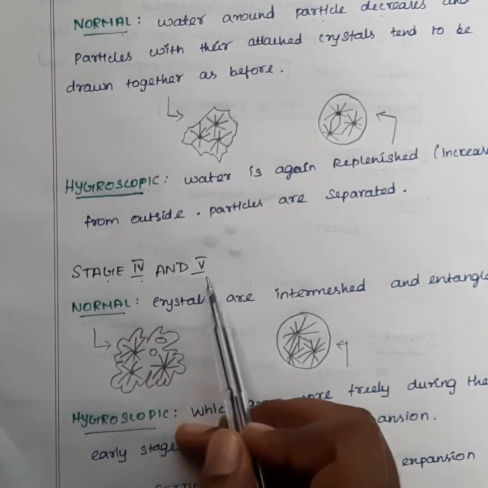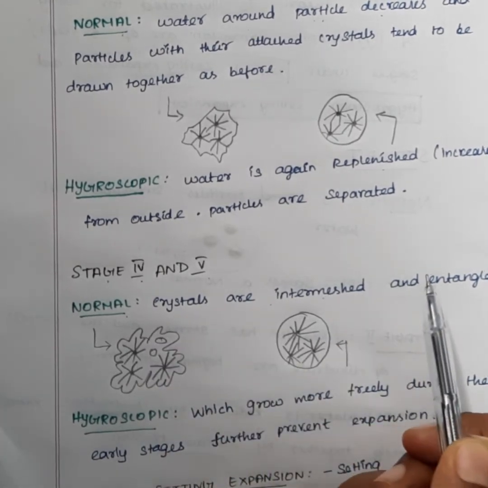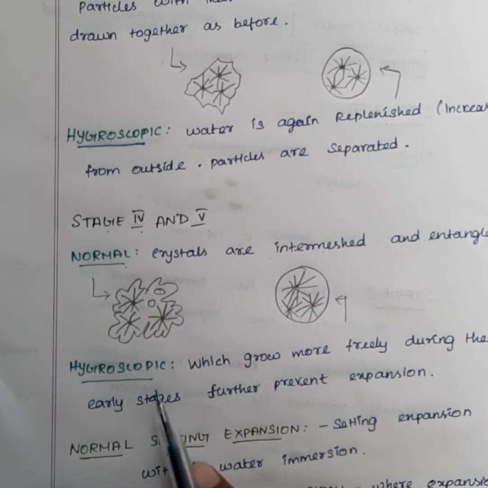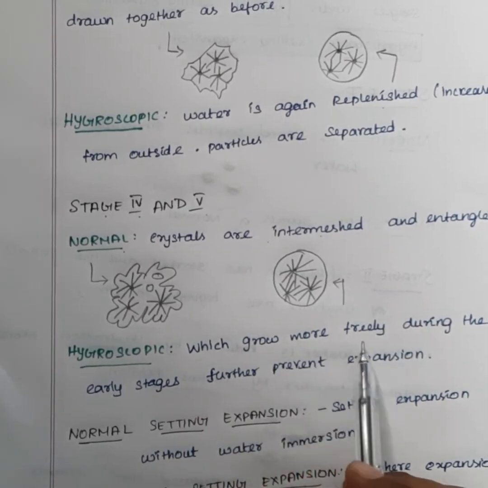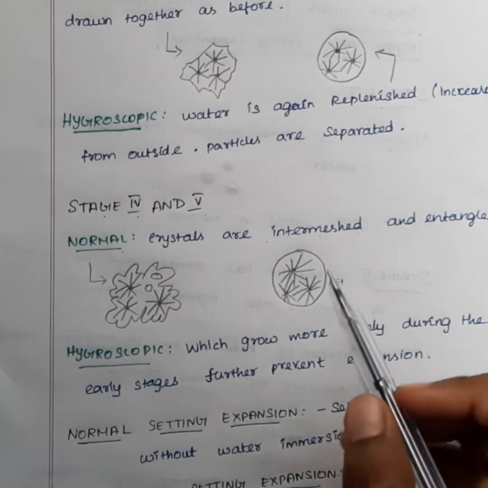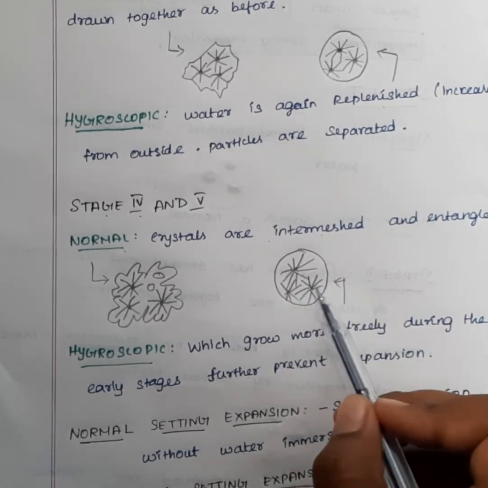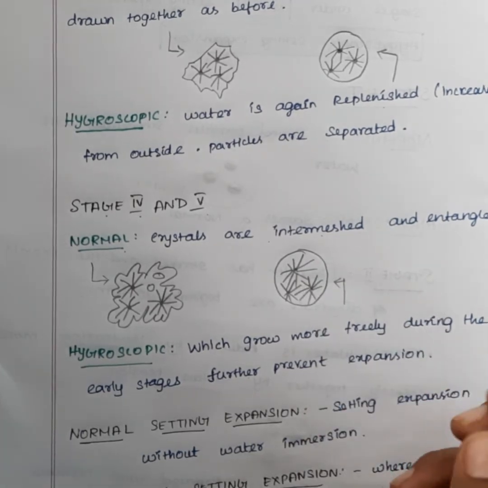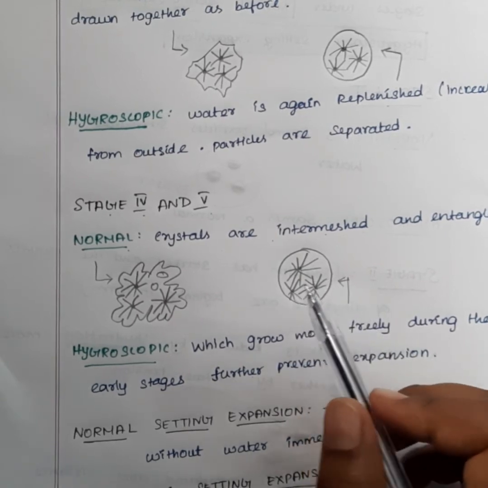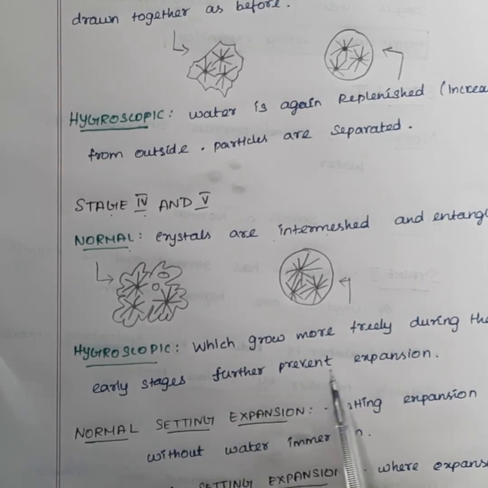In stage 4 and stage 5, here in normal, crystals are intermeshed and entangled. See, the crystals are intermeshed and entangled, and in hygroscopic, the crystals grow more freely during the early stages, which further prevents expansion. As we have seen in stage 3 and 2, in this stage the particles and the water inside grow more freely, because the water is again and again replenished, so they grow more freely during the early stages, which further prevents expansion.